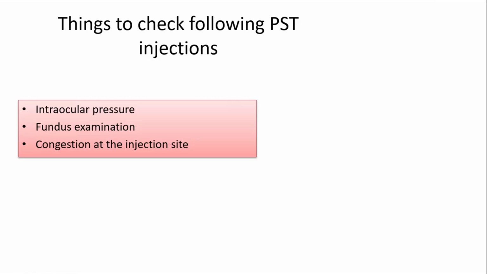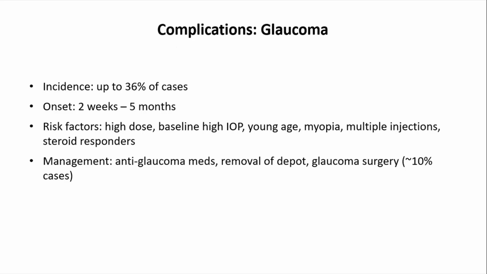Routinely after 15 days or 1 month after PST injection, intraocular pressure needs to be checked, and fundus examination done to rule out any globe penetration. Any congestion or tenderness at the site of injection needs to be monitored because there can be focal areas of infection following PST injection, especially when sometimes the drug is deposited in the subconjunctival space. We can see a white deposit still persistent. So that can cause even necrotizing scleritis or scleral abscess formation.